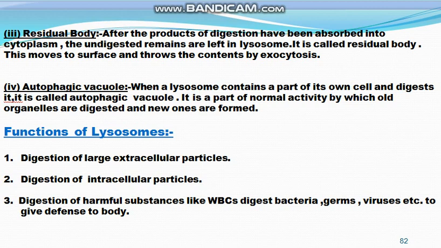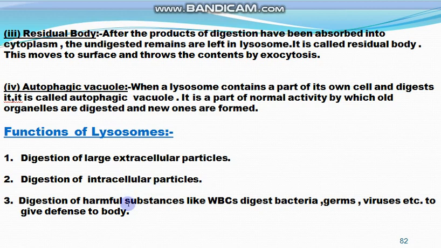Now what are the functions of lysosomes? The function of lysosome is digestion. That is the digestion of large extracellular particles, and digestion of intracellular particles, meaning material from the inner side of the cell. So it plays a role in digestion.